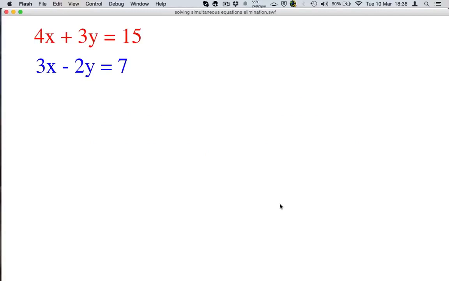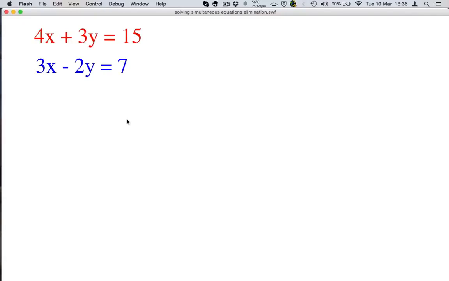First of all, we want to make sure that they are in the same order. Notice how in the red equation we have x's, then y's, then a number. The blue equation follows a similar pattern. It has x's, then y's, and then a number. So, that means we're good to start.